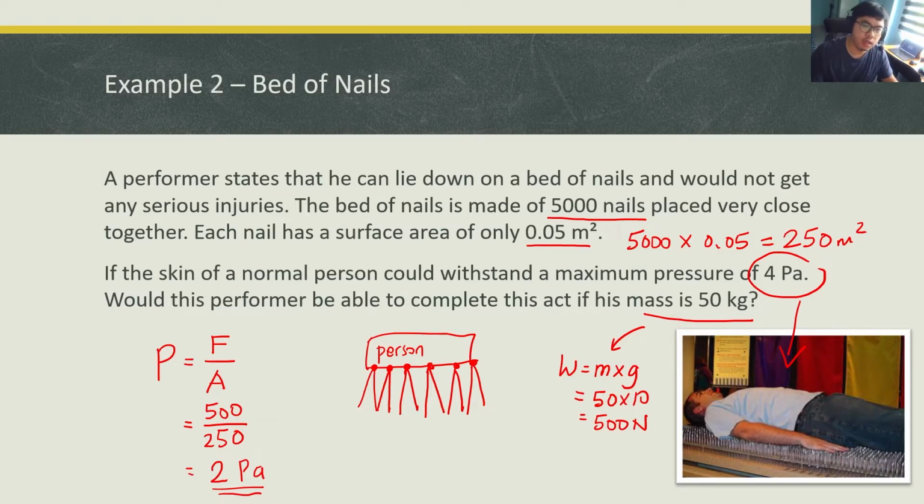Now, if you have only one nail and this person is lying on one nail only, that nail has a small surface area, and because of that small surface area, that produces a large pressure. And when there is a large pressure, the nail can easily go through this person's skin and this person is going to get injured. So to summarize, the reason why this person is safe from this stunt is only because of the area. The area is large and the pressure caused by it is low.